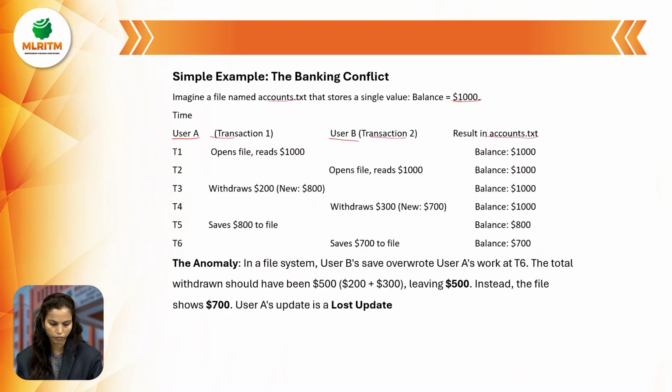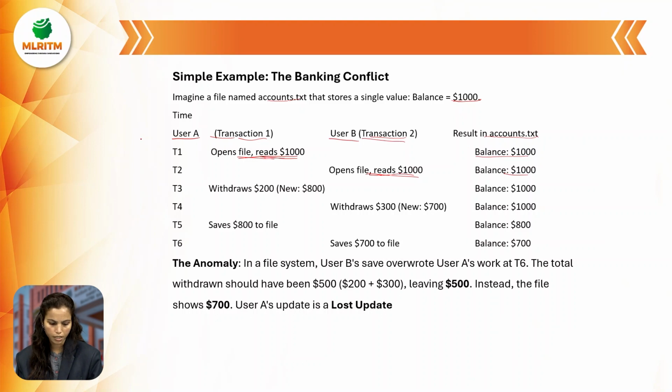First, at state T1, user A opens the file and reads the data, that is $1,000. So there is no change in balance. Then transaction 2 opens the file and reads the data, that is $1,000. So the balance is still $1,000. Here, they can just read how much amount the file contains. T1 and T2, user A and user B, just read the data here, so there is no change in the balance.